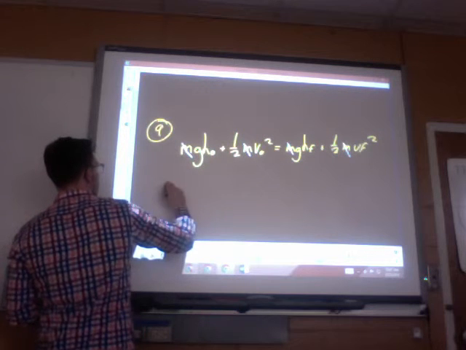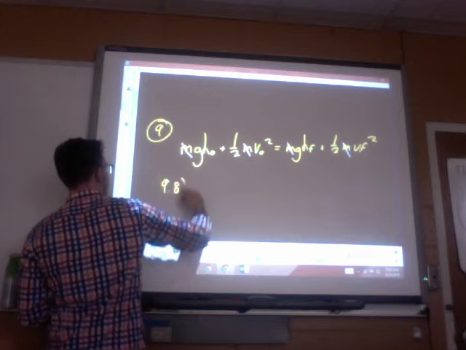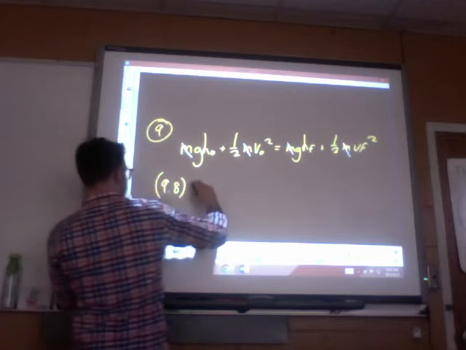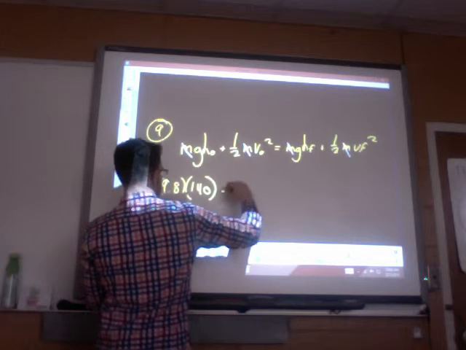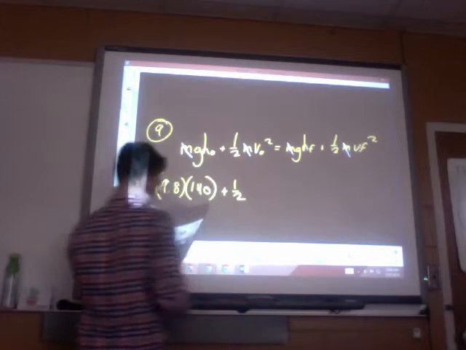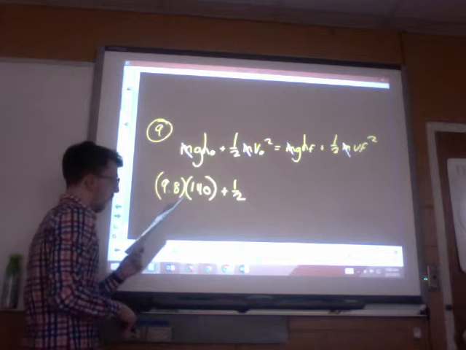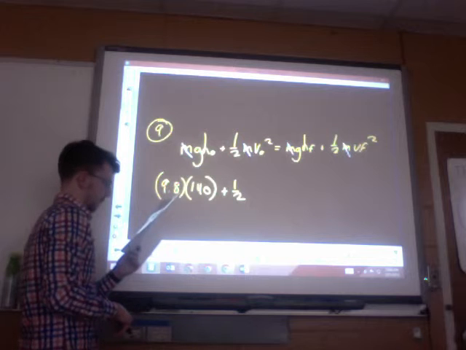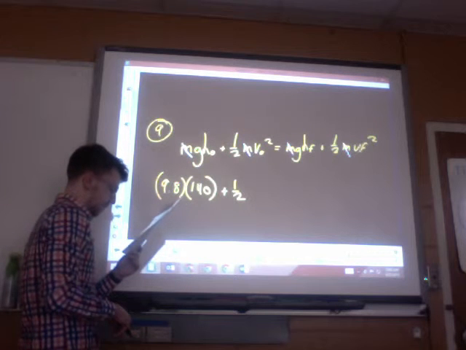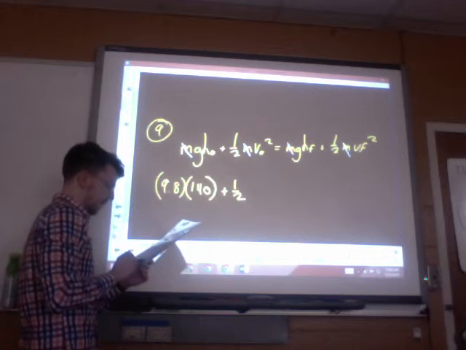What's G? 9.8 times, what was that initial height? 140. Plus 1/2. Can't that cancel out because of the initial velocity 0? I don't think initial velocity is 0. Isn't it 5.7? Yeah, 5.7.